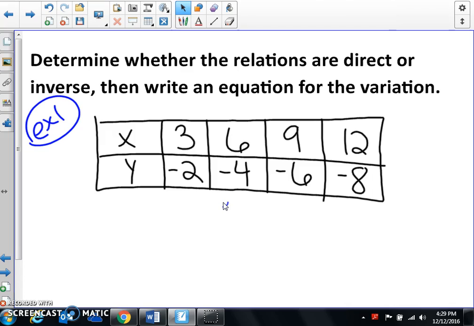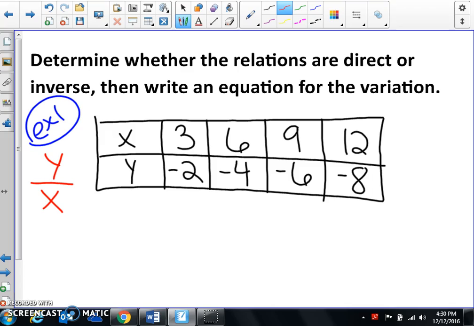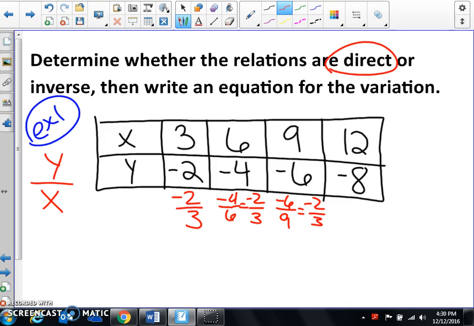So now I try to divide. Remember, divide, it's y over x. So if I go over here, this is negative 2 over 3. This would be negative 4 over 6, which reduces down to negative 2 over 3. This would be negative 6 over 9, which would reduce to negative 2 over 3, and so forth. So since I divided, it's going to be a direct variation. Direct is divide. So my k is equal to negative 2/3.